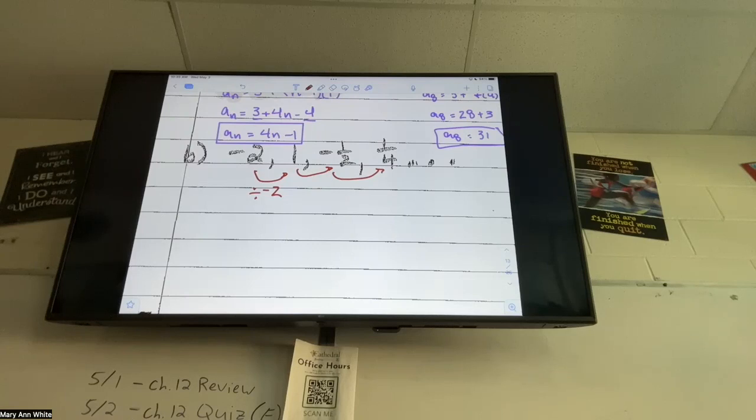What's another way to say divide by -2? Times what? 1/2, very good. So divide by -2 or times, let's bring that negative with us, times -1/2. Those are going to be our common ratios, okay? And since I'm multiplying or dividing, that tells me it's a geometric sequence.